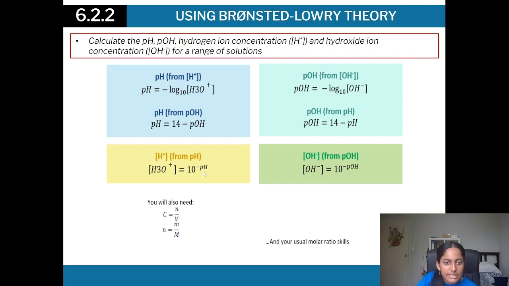If you need to get the concentration of H3O+ or OH minus, all you have to do is use a logarithmic equation and convert it. So the H3O+ concentration is 10 to the power of negative pH. Just remember your log laws. Same thing for OH minus. For module 6, your module 2 molar ratio skills are really important in this case, and so is knowing a bit of your log laws. If you forgot log laws, make sure to revise them because it's really important.